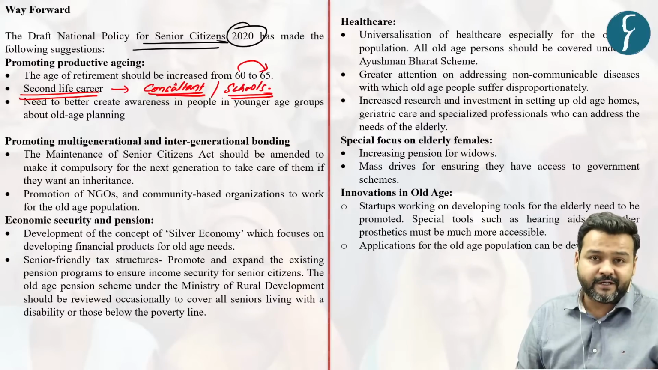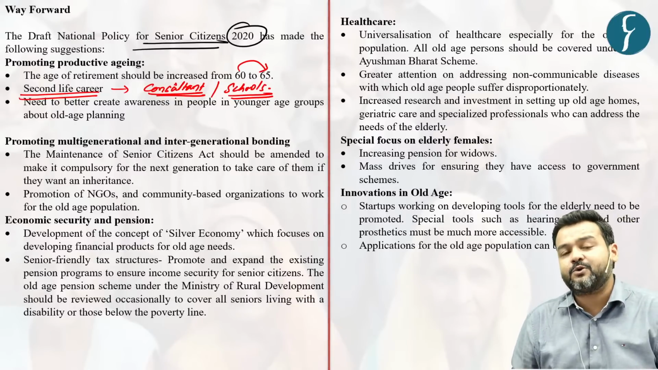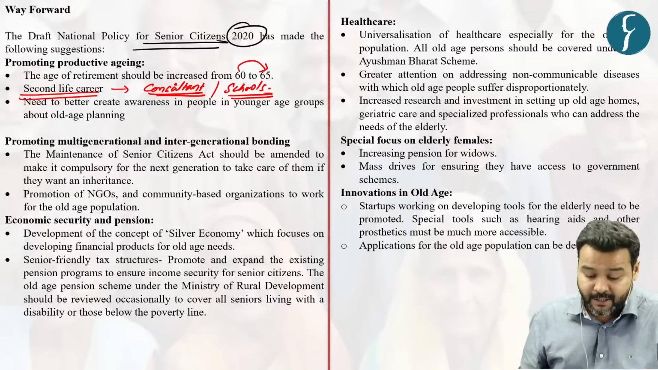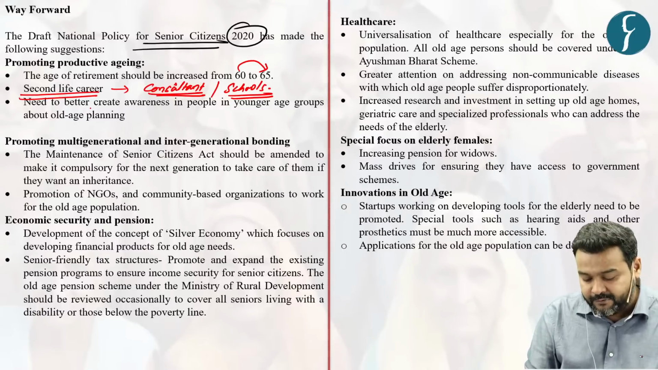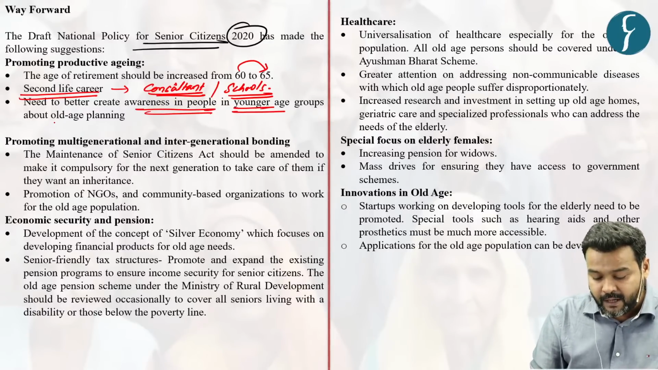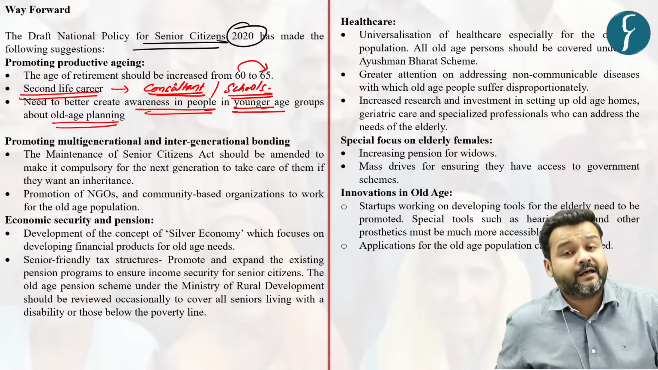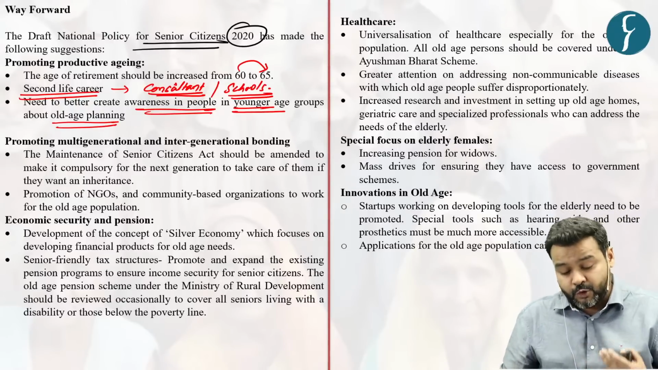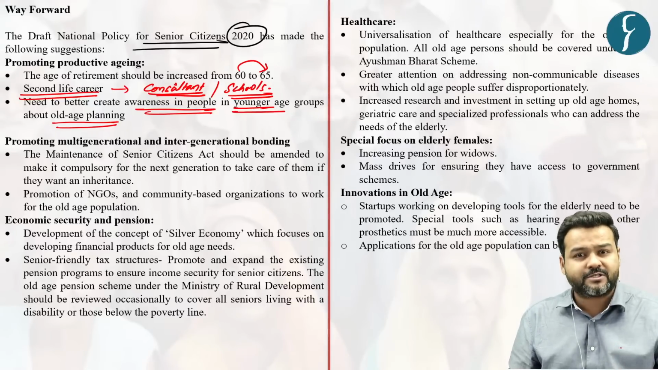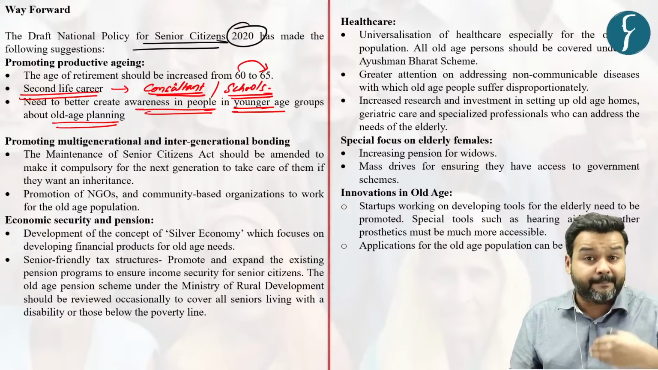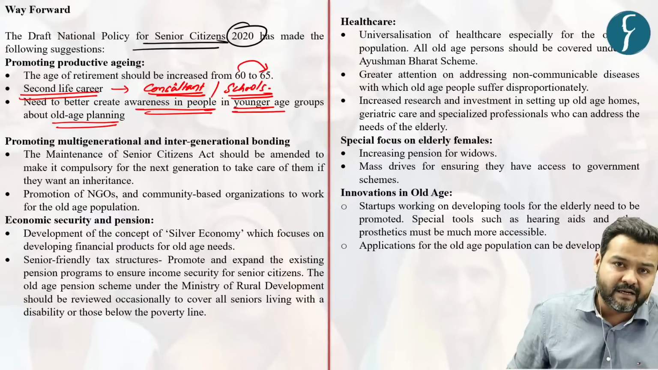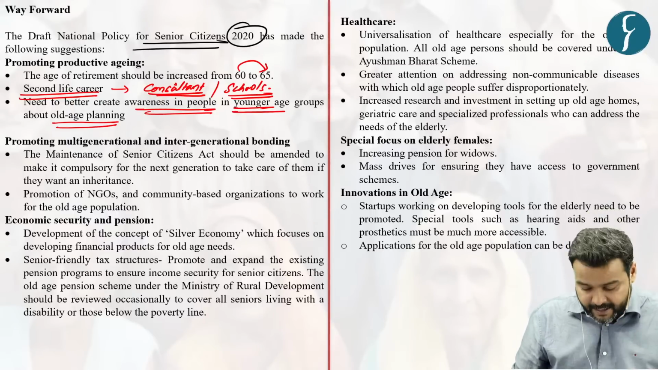Now, another important thing, as this article also highlights, is that we must prepare the prospective elderly population. So that is the third suggestion: we need to create awareness among people in the younger age group about old age planning, the health-related planning, practicing yoga, savings, all those things. We must create better awareness in youth so that we can prepare prospective elderlies for the challenges ahead.